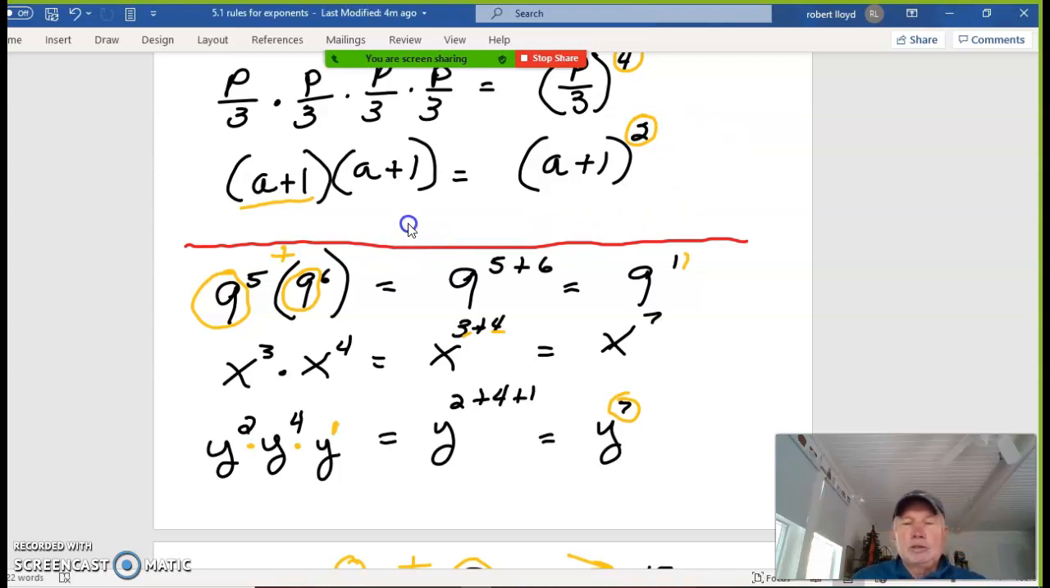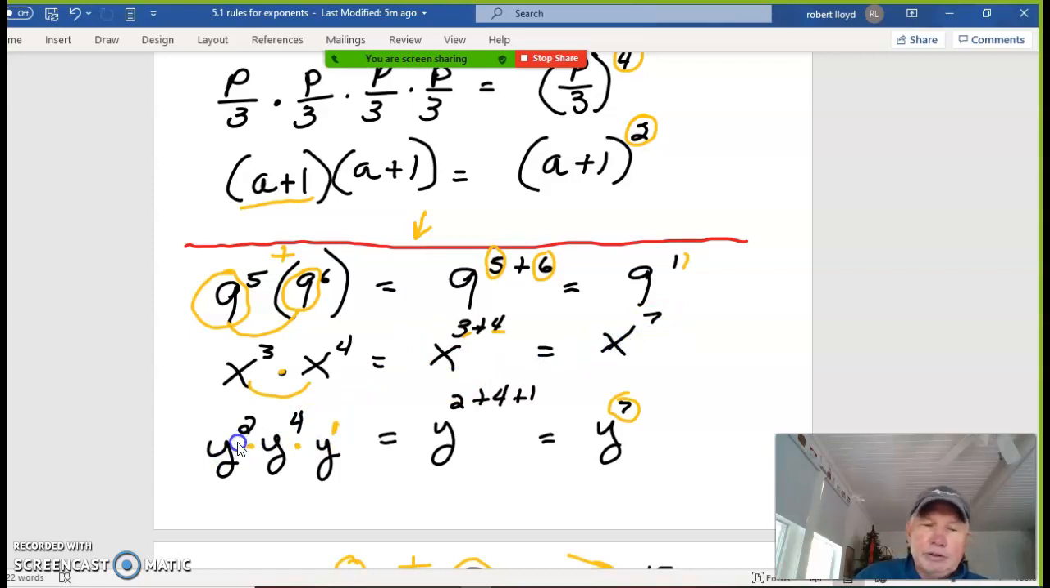One of the first rules for exponents: when you multiply like bases, you add the exponents. So 9 is the base here, 9 is the base here, so they're alike. So we simply add the 5 and the 6. So it would be 9 to the 11th. Another example, x to the third times x to the fourth, like bases. So it's x to the 3 plus 4, x to the 7th.